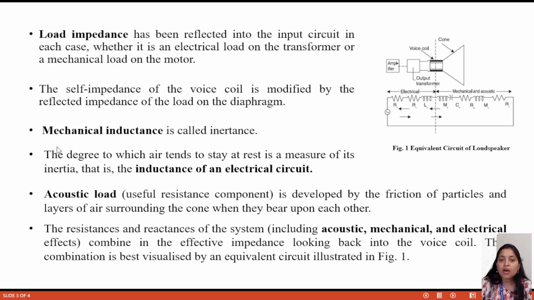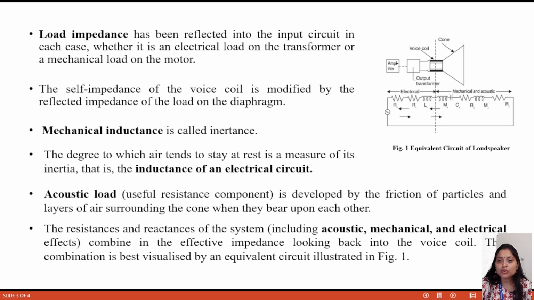Now, mechanical inductance is called inertance. This is the one part, and the next part is the inductance of the electrical circuit. How can you explain that? The degree to which air tends to stay at rest is a measure of its inertia. That is the inductance of the electrical circuit. The next part is the acoustic load.